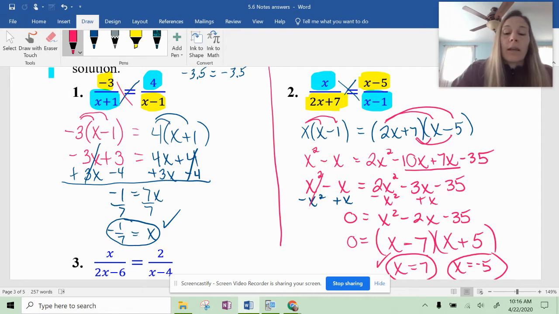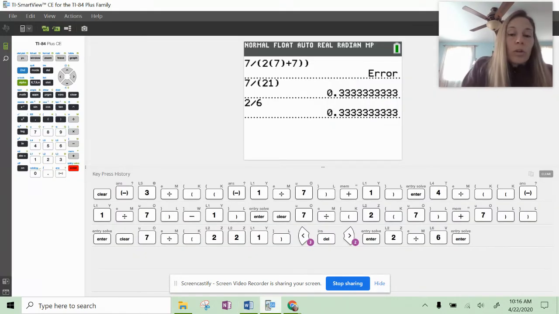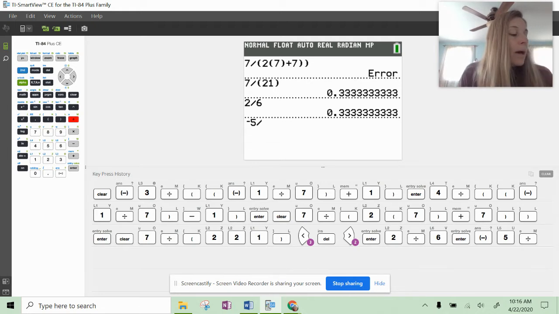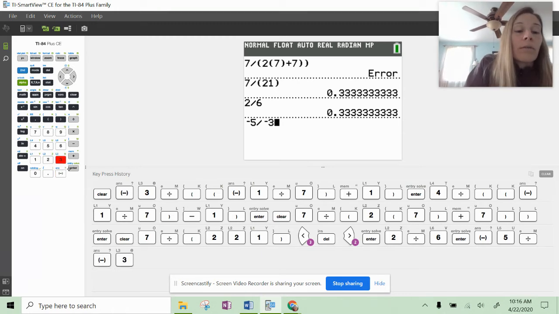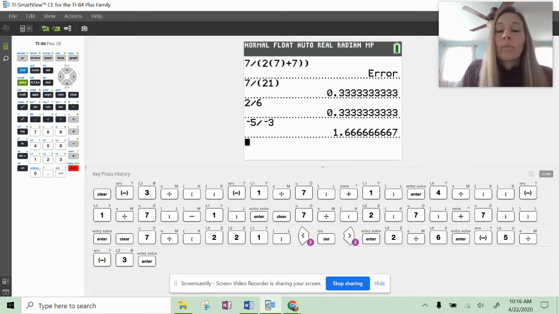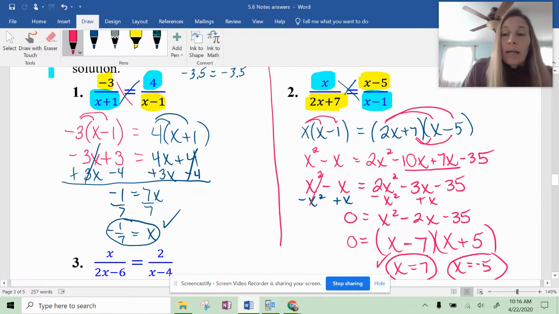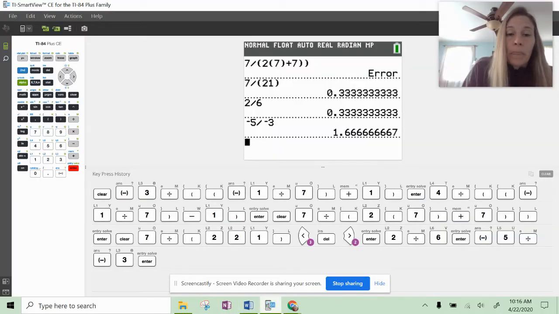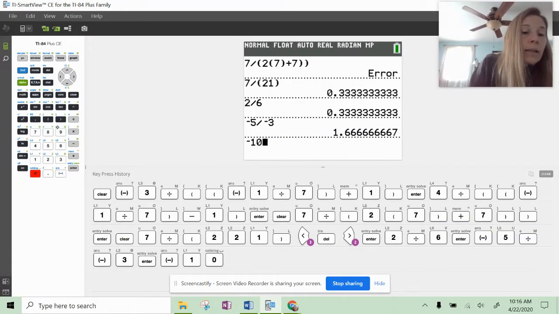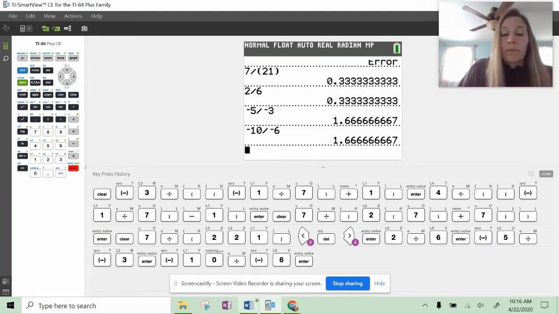So now we want to try the -5. So I'm going to do -5 divided by, and then when I plug -5 in the bottom, 2 times -5 is -10. -10 plus 7 is -3. Then when I do the other side, I have x minus 5 over x minus 1. I'm putting in -5, so I'll be -10 over -6. So if I were to do -10 divided by -6, I get 1.66 repeating as well.